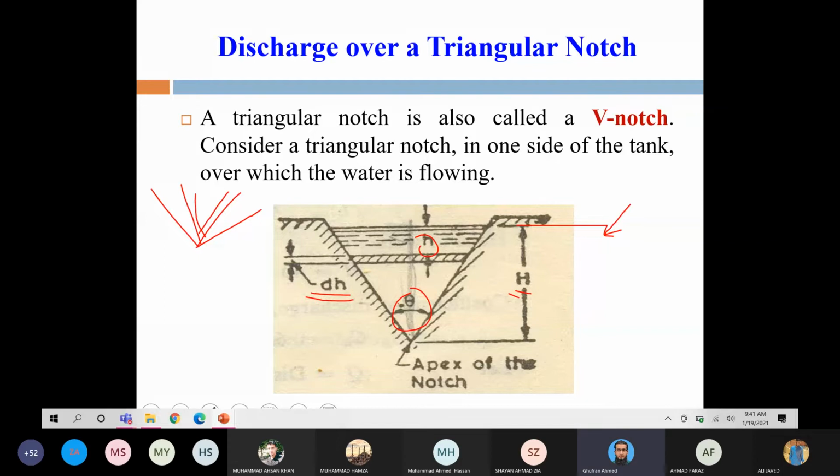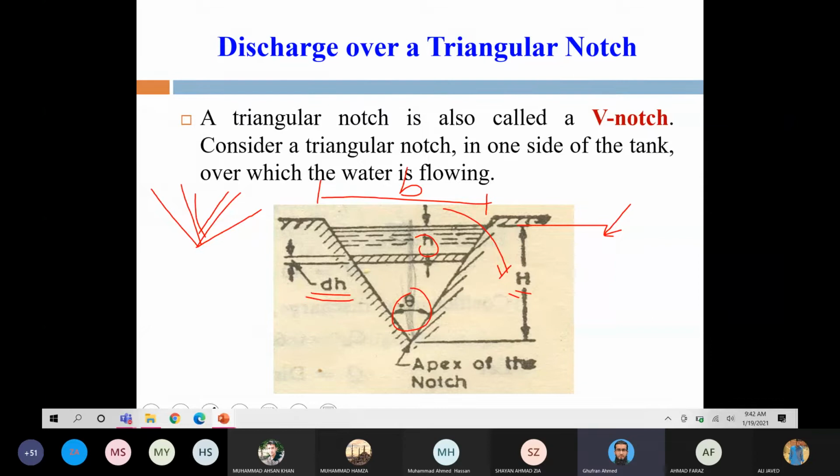Okay, in the last rectangular notch, I said that the width remains constant. But in this case, the width B is changing with the height h. Agree? Yes, sir. If h is less, B will also be less; if h is more, B will also be more. So in this, B is a function of h. We cannot write a constant value against this B, so we would transform B in terms of h.